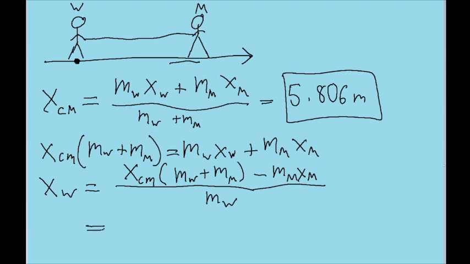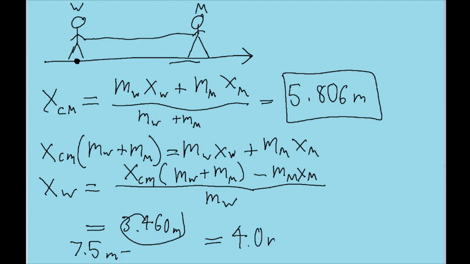So if we put all this into our calculator now, then we find a value of 3.460 meters. This is the new position of the woman with respect to her original position, the origin point. So to find the distance between them, we can just take the man's position, 7.5 meters, and then subtract this, which will give us a distance between the man and the woman of about 4 meters.